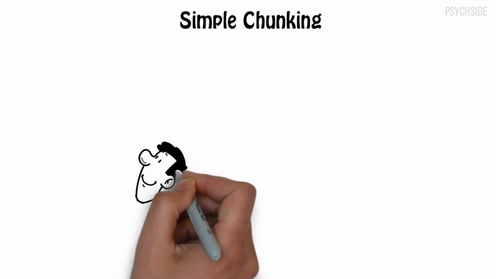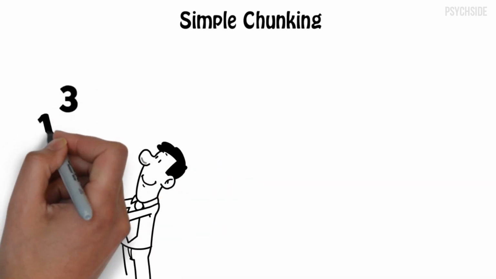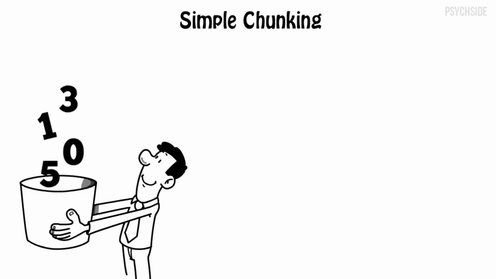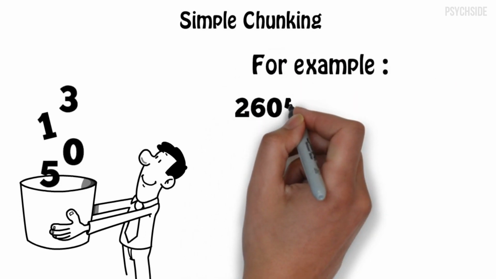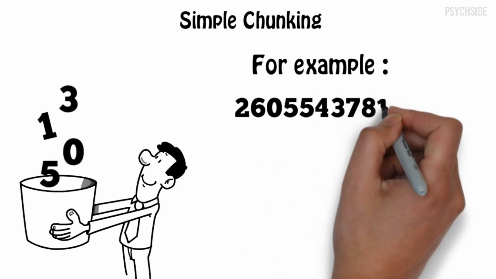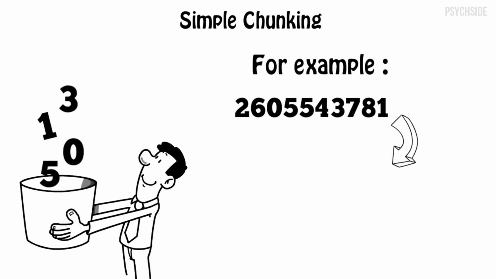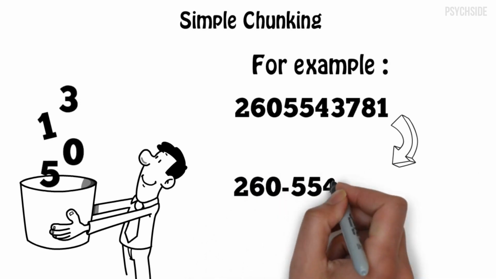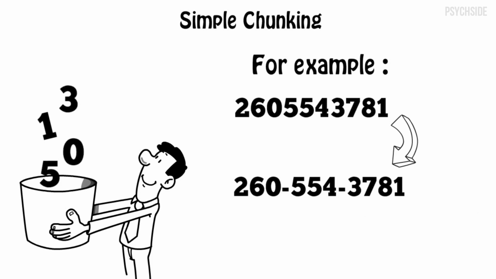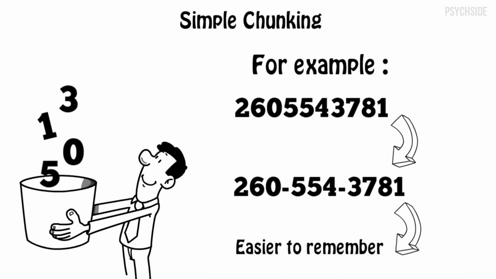The breakdown of random numbers into chunks makes the numbers easier to remember. For example, if you were to remember a phone number, 260-554-3781, you would break the numbers into chunks like this: 260-554-3781, which makes it easier to remember.